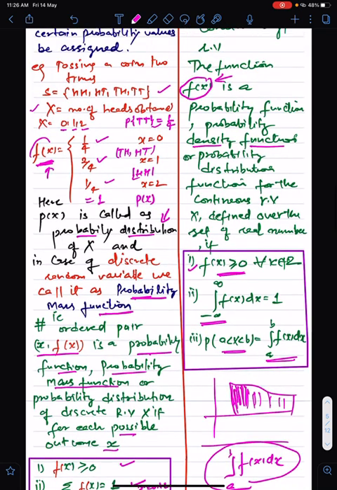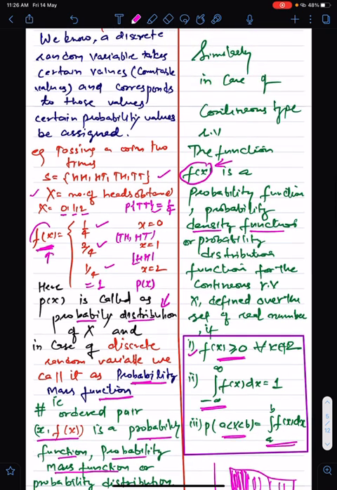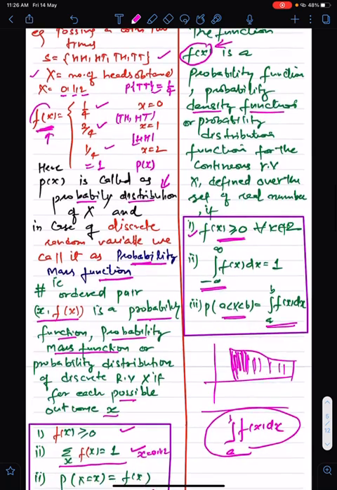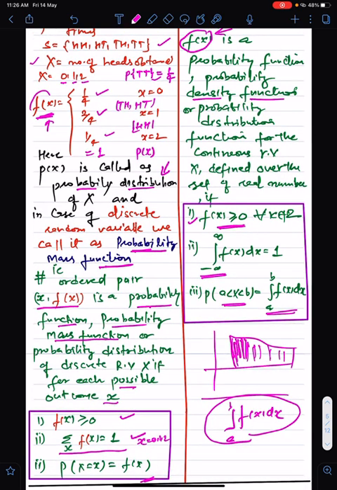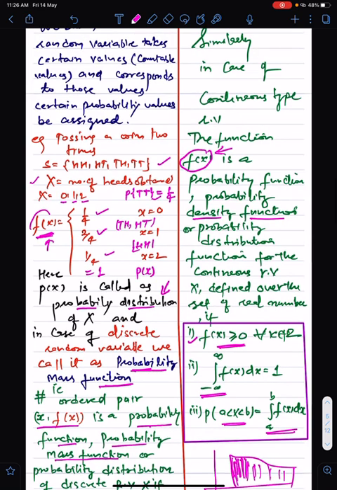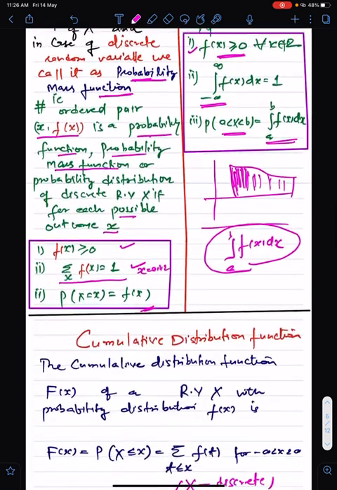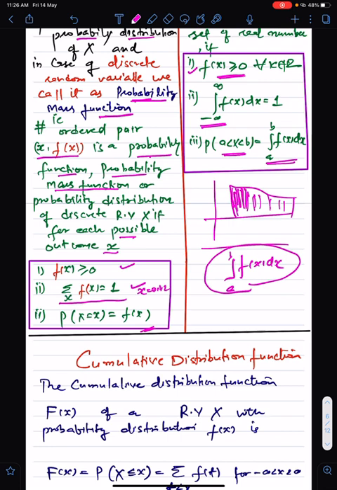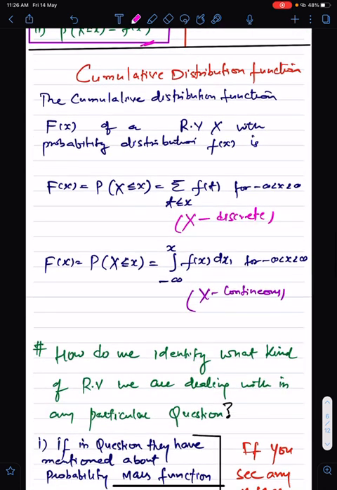Their names are quite important, because the name will tell you the distinction between the random variables, whether your random variable is discrete or continuous. If in a question they have defined a density function, then you will know from that term that your random variable is a continuous type random variable. And if they use the term probability mass function, then you are dealing with a discrete type random variable.